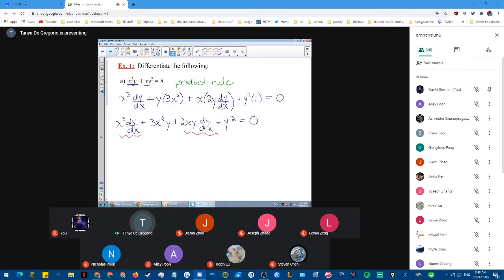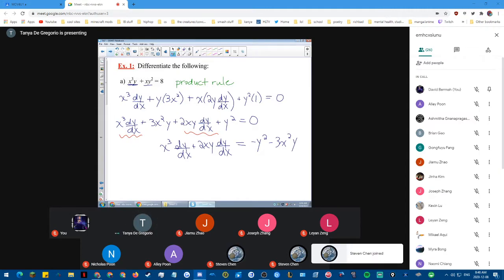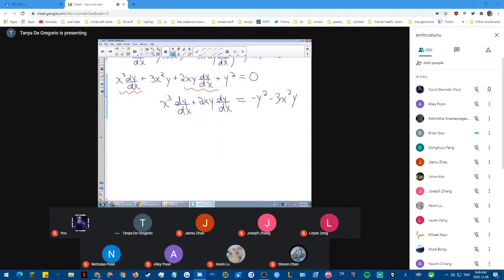I didn't have any like terms, I couldn't bring anything together. So I leave my dy dx on this side, and I bring everything else to the other side. Okay, what would I do next? How do I solve for dy dx? Factor it out and divide. Excellent. We're going to factor it out. So if I factor out dy dx, I'm left with x cubed plus 2xy. And now I just have to divide that out.